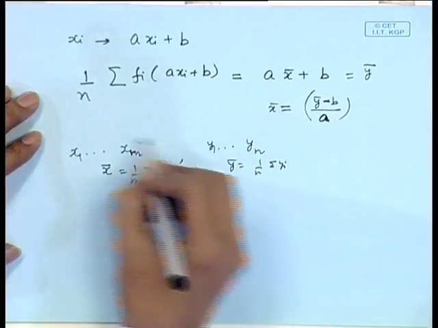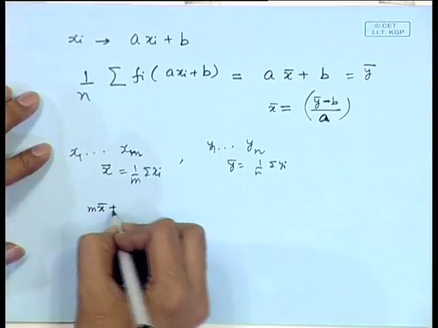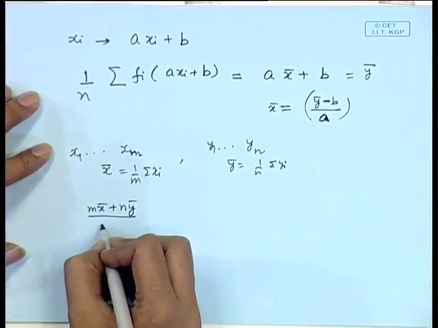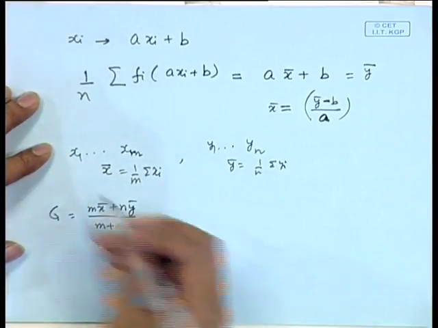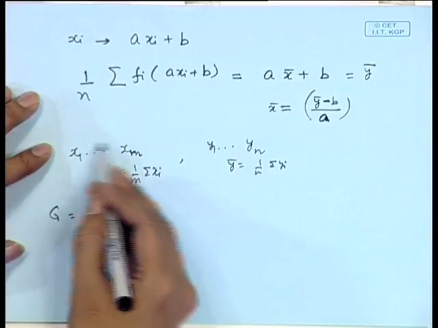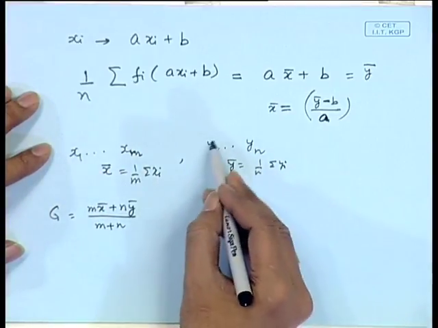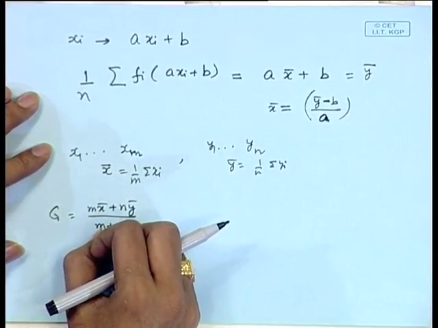So, if I am looking at the grand mean, I can consider it as m x bar plus n y bar divided by m plus n, that is the grand mean of both the sequences taken together, because m x bar gives the total sum of the first set of values and n y bar gives you the total sum of the second set of values. So, if we add and then divide by the total number we get it. So, this arithmetic mean measure is amenable to various kinds of manipulations, and that is why it is quite useful.